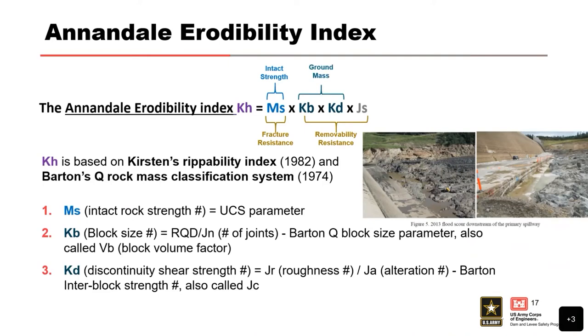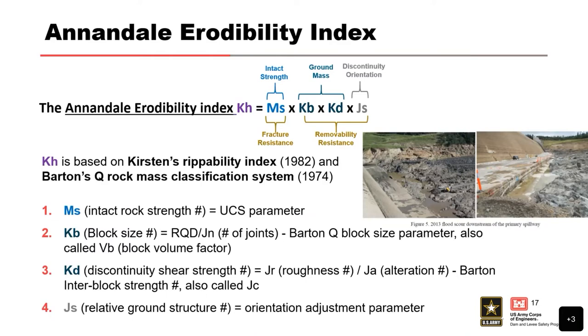So together, the KD and KB parameters, and I want to stress before we move on, we're going to be talking about another KD in a few slides as it pertains to soil erosion. This is a different KD, and I'll say that again when we get to the soil erosion because it's very important. Same term, but very different meaning. Confusing? Yes. Important? Yes. We'll talk why in a few slides. But together, the KB and the KD parameters represent the ground mass.